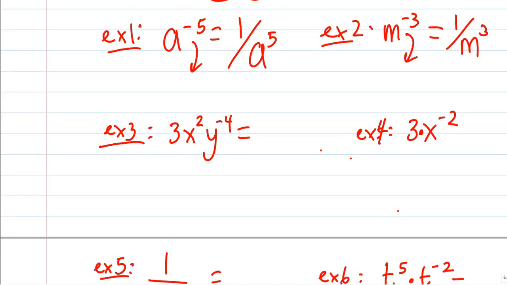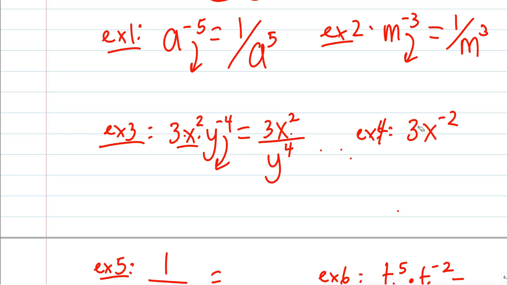What about this? 3x squared y to the 4th. Where's the negative exponent? Does everything move? No. What has the negative exponent? This is 3 times, 3 is positive exponent, x squared is a positive exponent. Leave those alone. Take the y to the 4th down. That negative exponent on the y leaves the 3x squared on the top and moves the y to the 4th on the bottom.